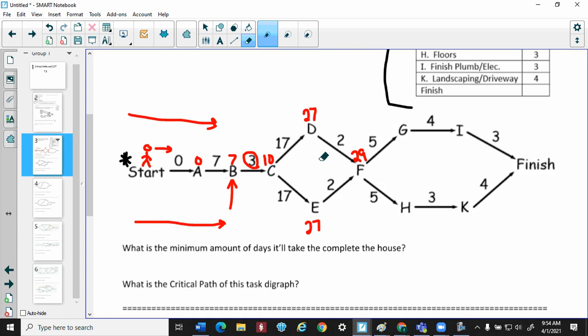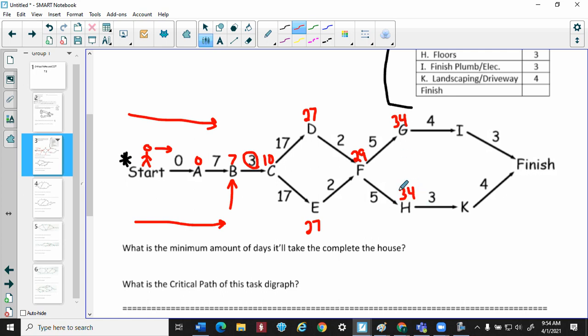Now I'm going to do another example where that's not always going to be the case, but just stay with me on this. So F can start on day 29. It takes 5 days to do whatever F is. So that means G can start on day 34. H, same way. F starts at 29, 5 days. H can start on day 34.